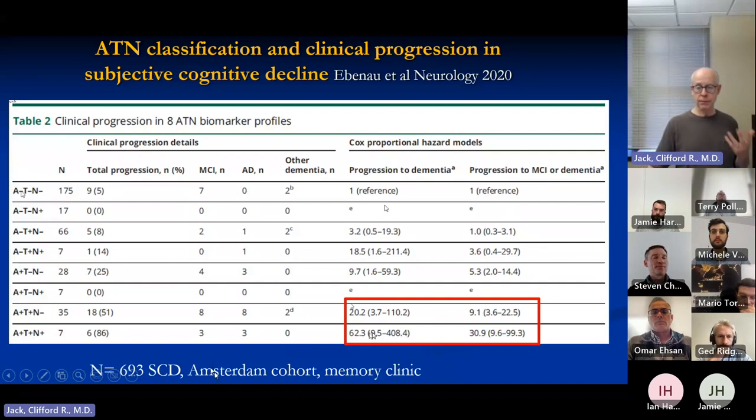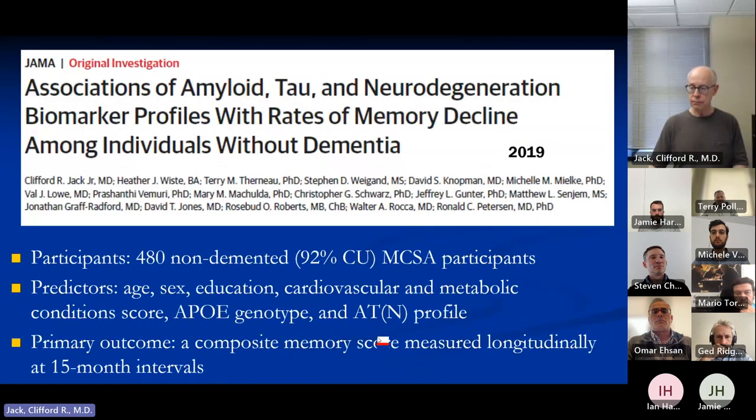The reference group to form the hazard ratios was the minus, minus, minus group. What do you see? You see that the group who is plus, plus, plus, cognitively normal but plus, plus, plus, has a 60 times greater rate of progression to dementia in comparison to the minus, minus, minus reference group. Now, ask yourself, does this seem like a low risk proposition? It does not to me.